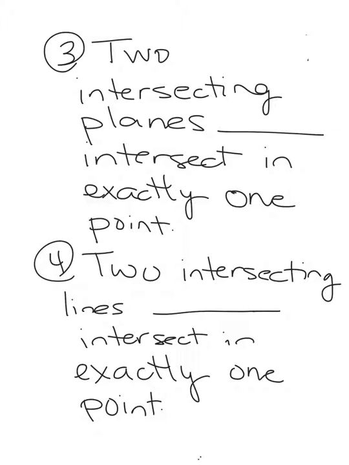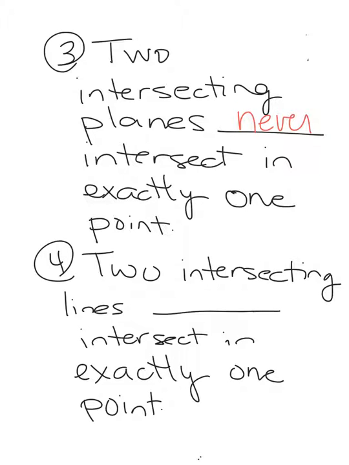Our next example says 2 intersecting planes, and again, sometimes, always, never, intersect in exactly 1 point. Well, we have to think about the word planes. A plane is a surface that goes on without end. So when they actually intersect, they're not going to intersect in a point, they're actually going to intersect in a line. So this word is going to be never. Let's read that statement again. 2 intersecting planes never intersect in exactly 1 point because 2 intersecting planes intersect in a line.